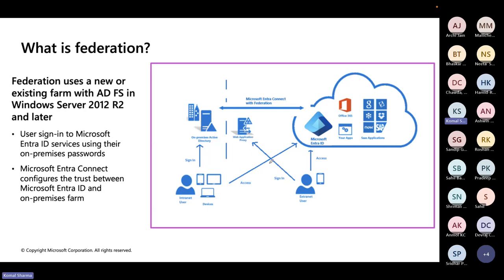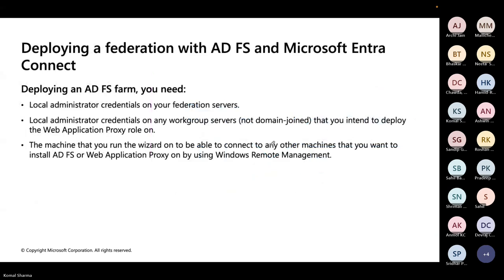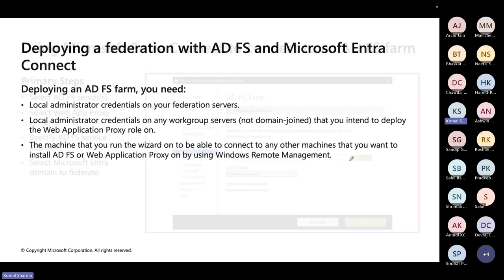Here, in between, you have Microsoft Entra Connect working with the federation services, and the user is able to connect with your on-premises Active Directory. Your external users are able to sign in with the help of the web application proxy. When you're deploying your federation with ADFS and Entra Connect, you should have local administrator credentials for your federation server, and local administrator credentials for any workgroup server that you intend to deploy the web application proxy role on. The machine that you run the wizard on needs to be able to connect to any other machine that you want to install ADFS or web application proxy on.